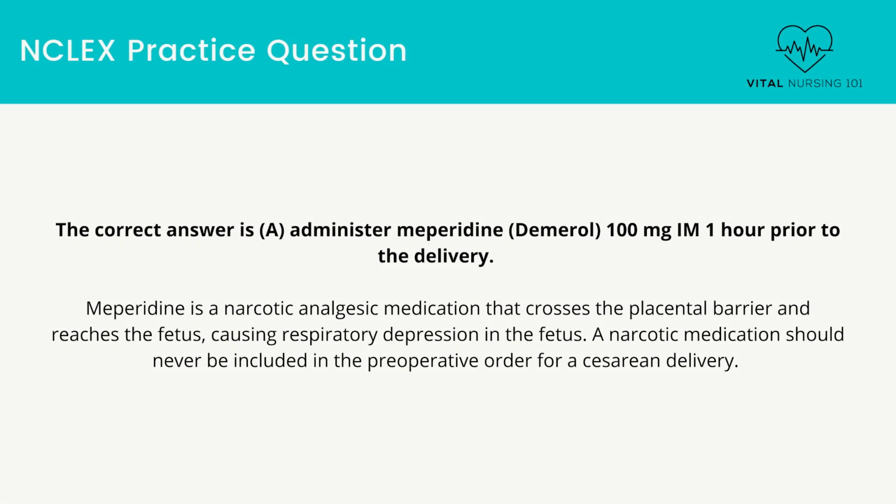The correct answer is administer meperidine, Demerol, 100 mg IM 1 hour prior to the delivery. Meperidine is a narcotic analgesic medication that crosses the placental barrier and reaches the fetus, causing respiratory depression in the fetus. A narcotic medication should never be included in the preoperative order for a cesarean delivery.